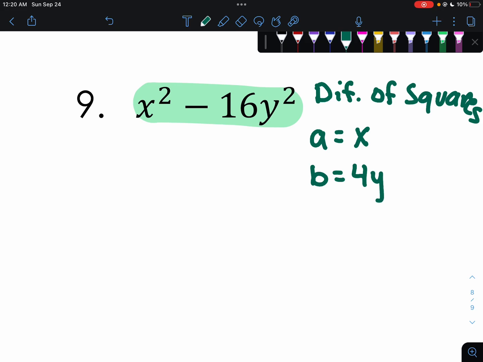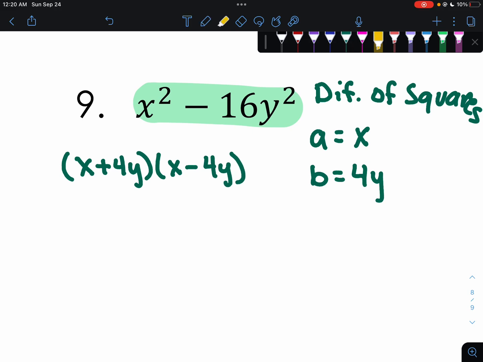So from here, we go straight into our formula. We have a plus b, which is x plus 4y, times a minus b, which would be x minus 4y. And that would be fully factored here.